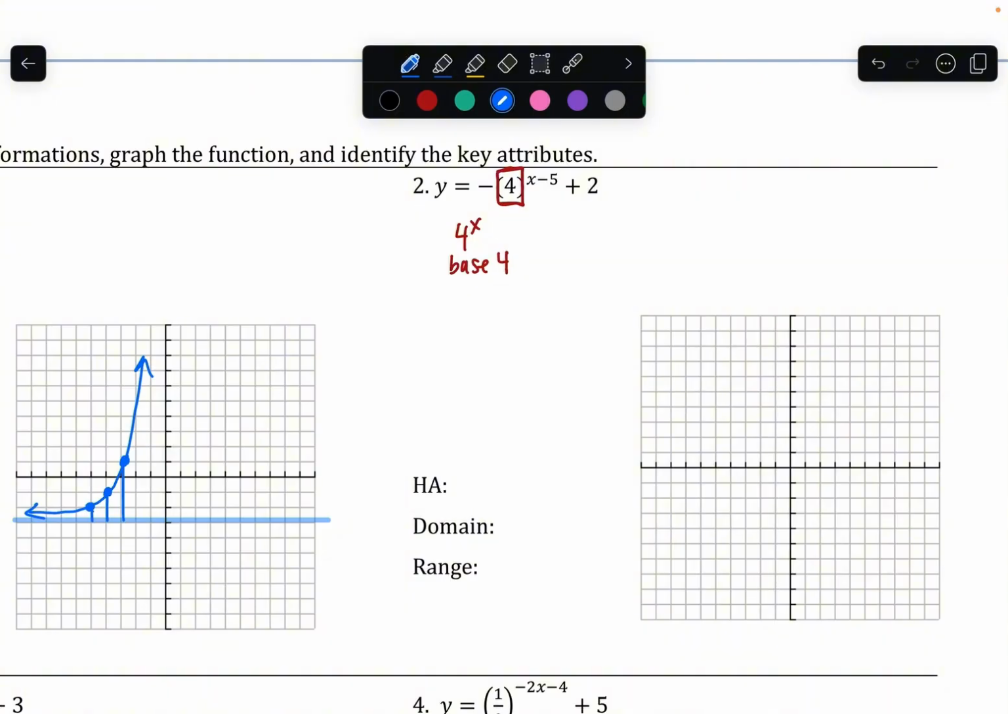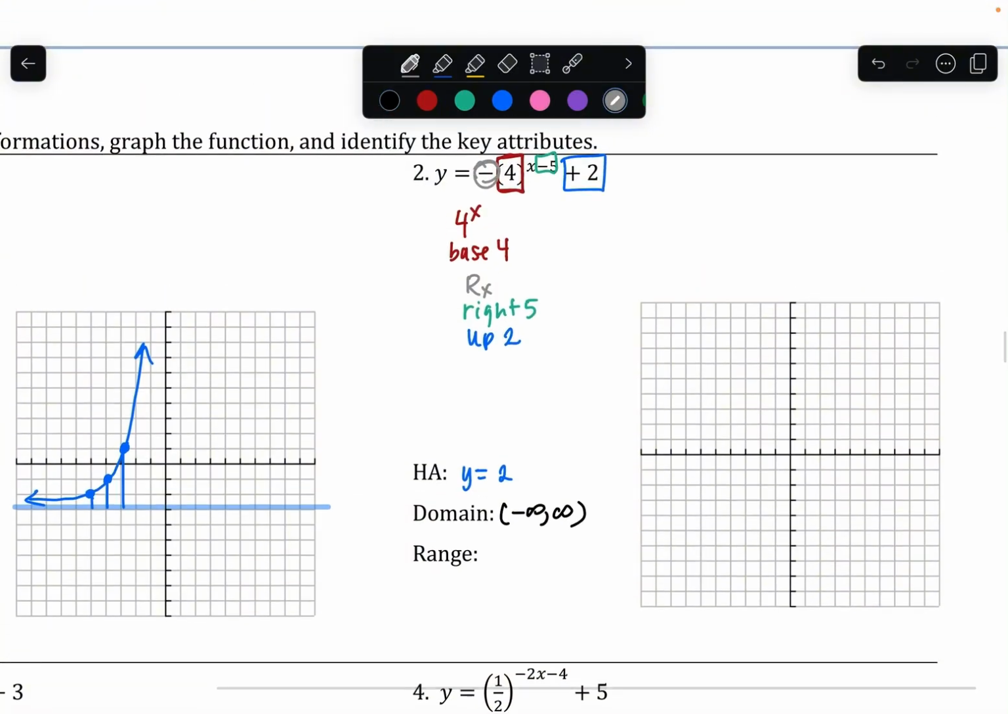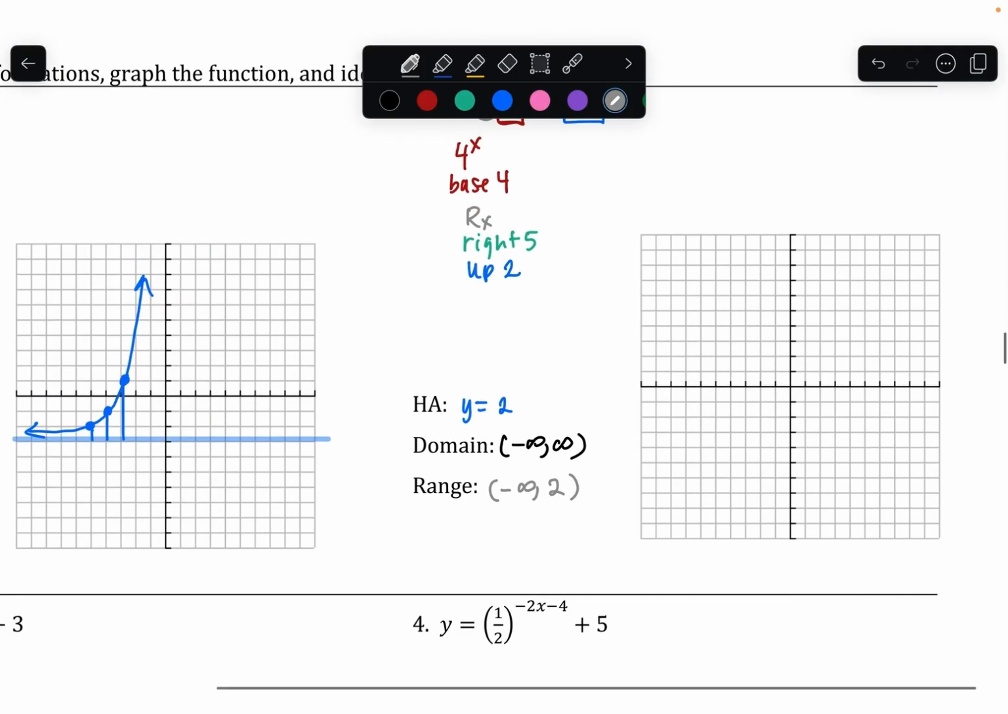Okay, next we're identifying transformations. We have a reflection across the x-axis. We have a right 5. And we have an up 2. Okay, so that up 2 puts our horizontal asymptote at y equals 2, going ahead and filling in the domain. And then we do have a reflection this time. And so that means we are going from -infinity to the 2 for our range. Again, still with the parenthesis.